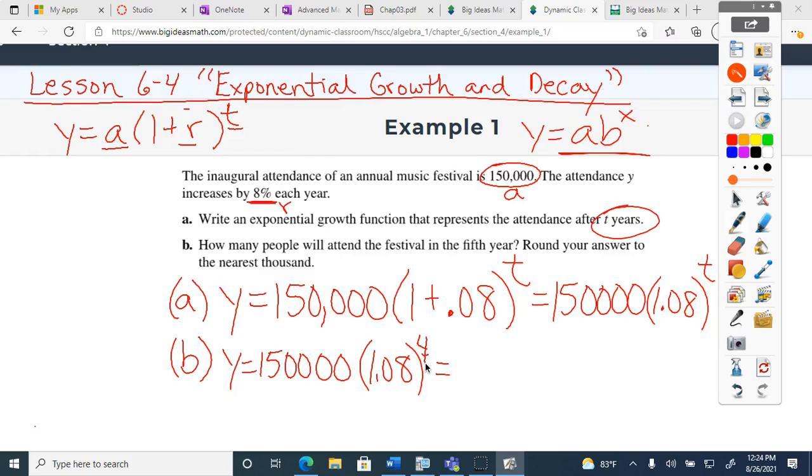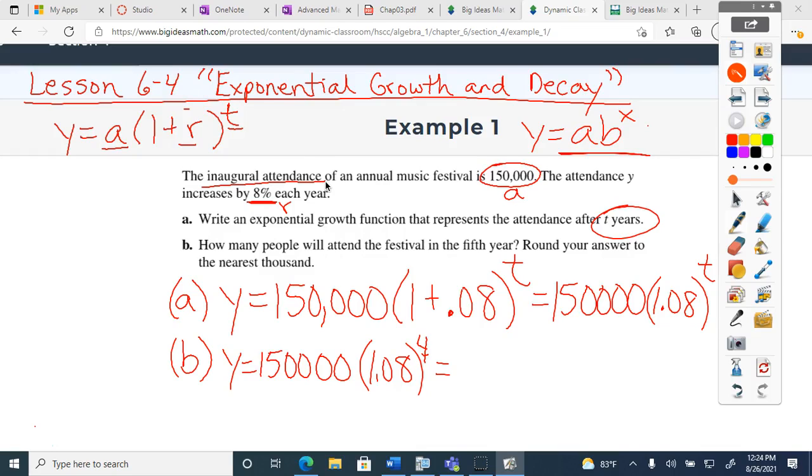The reason we did it here is because it said the inaugural attendance, so that means that was the first year. If I plugged in 1 for T, I would actually get the second year's attendance, because I'm multiplying the first year's attendance by the 1.08. If I wanted the third year's attendance, I'd have to plug in 2. The 5th year is 4 years after the first year, so that's why I'm putting in the 4.